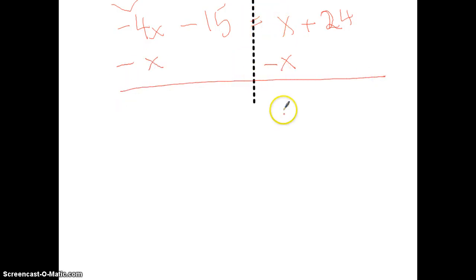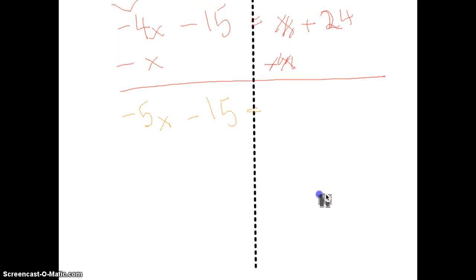In this case, I subtracted the x so that these would cancel here. Okay, and bring down what's left. Negative 4 and negative 1 make negative 5 x's, minus 15, equals on the dotted line, and we need some more dotted line here, equals, and on the other side I bring down the 24. So the only thing left over there was 24.